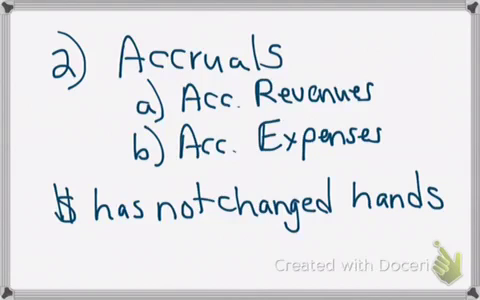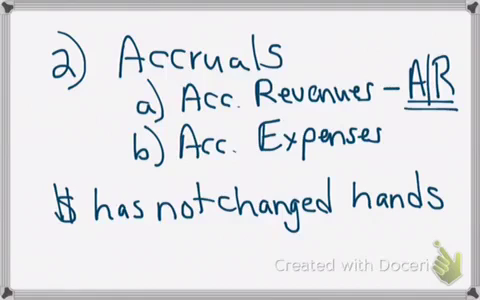The next section we're going to look at is the accrual section. Now, with the accrual section, money has not changed hands yet. We have two types. We have accrued revenues. Now, when we look at accrued revenues, what this is saying is we have performed the service, but we have not been paid yet. So when we look at accruals and we're looking at these accrued revenues, we are going to be looking at that accounts receivable account. So we are going to have to make sure that we increase our accounts receivable and we increase our revenue account for these different accrued revenues.